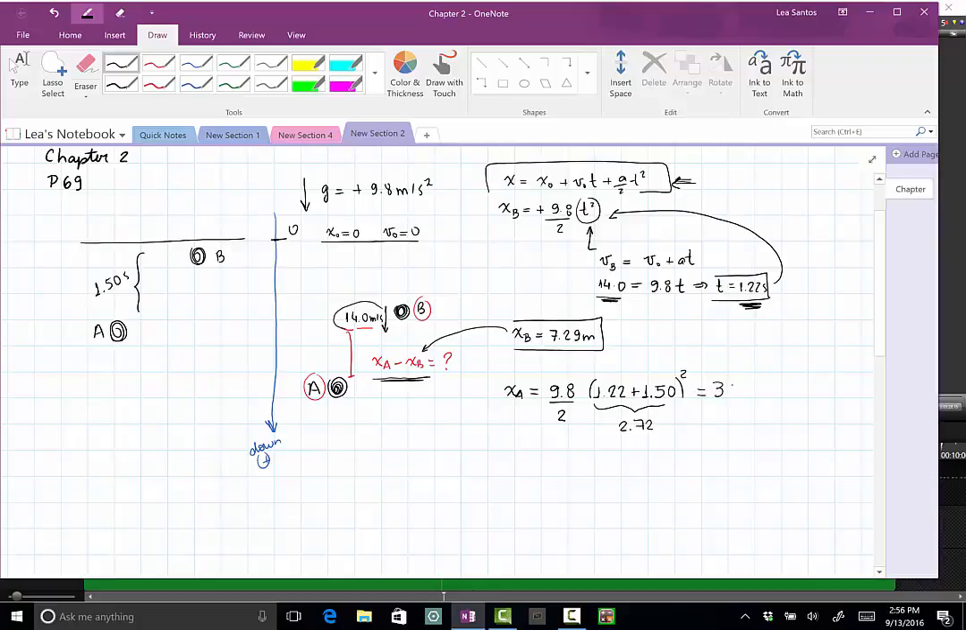So with this information, and this time squared here, I can get the position of ball A, which is 36.3 meters. And now I can find the distance between the two, XA minus XB, and we find this is 29.0 meters. So this is the answer to our problem.